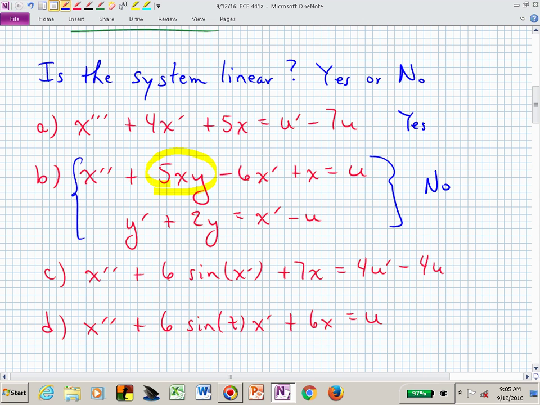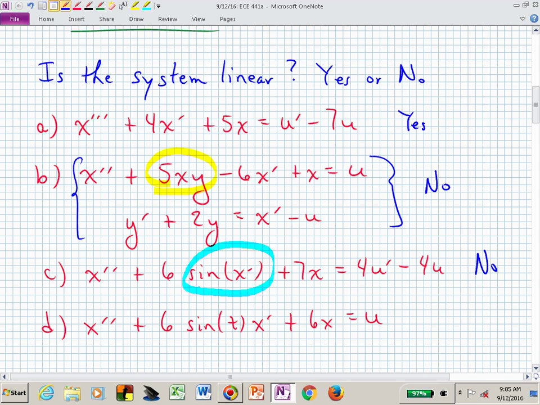C, linear or nonlinear? How many think it's linear? Raise of hands. How many think it's nonlinear? Why is it nonlinear? So we have a nonlinear function, sine of x. Actually, it's sine of the velocity of x, sine of x prime. That makes it nonlinear. D, linear or nonlinear?